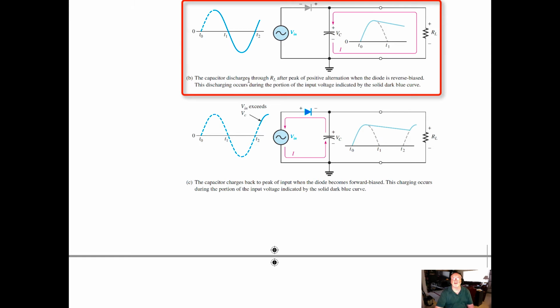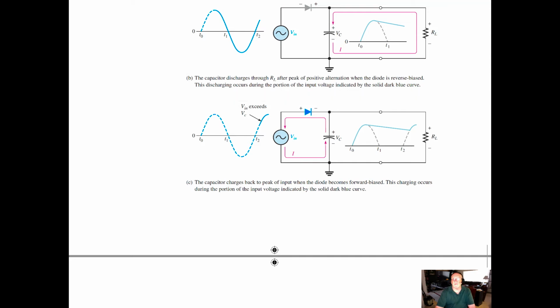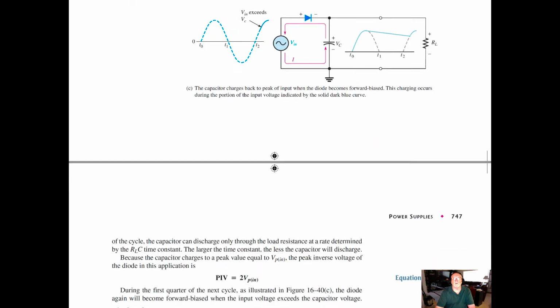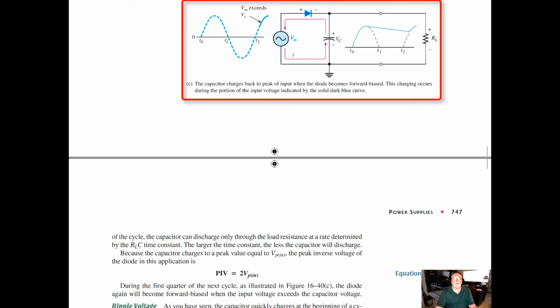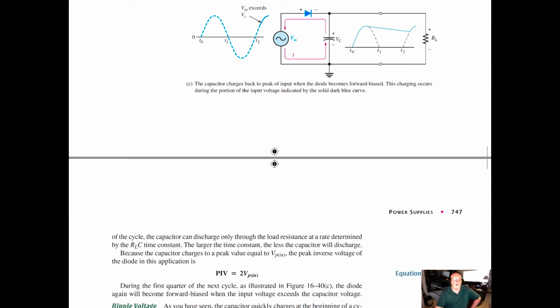So the capacitor discharges through the load resistor after the peak of the positive alternation when the diode is reverse biased. This discharging occurs during the portion of the input voltage indicated by the solid dark blue curve. So in part C, the capacitor charges back to the peak of the input when the diode becomes forward biased. This charging occurs during the portion of the output voltage indicated by the solid dark blue curve.